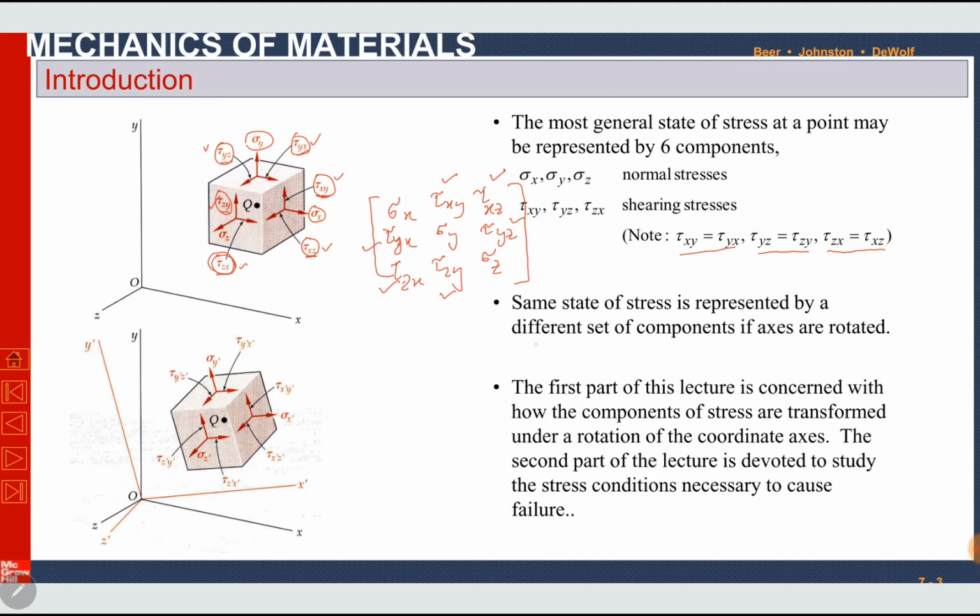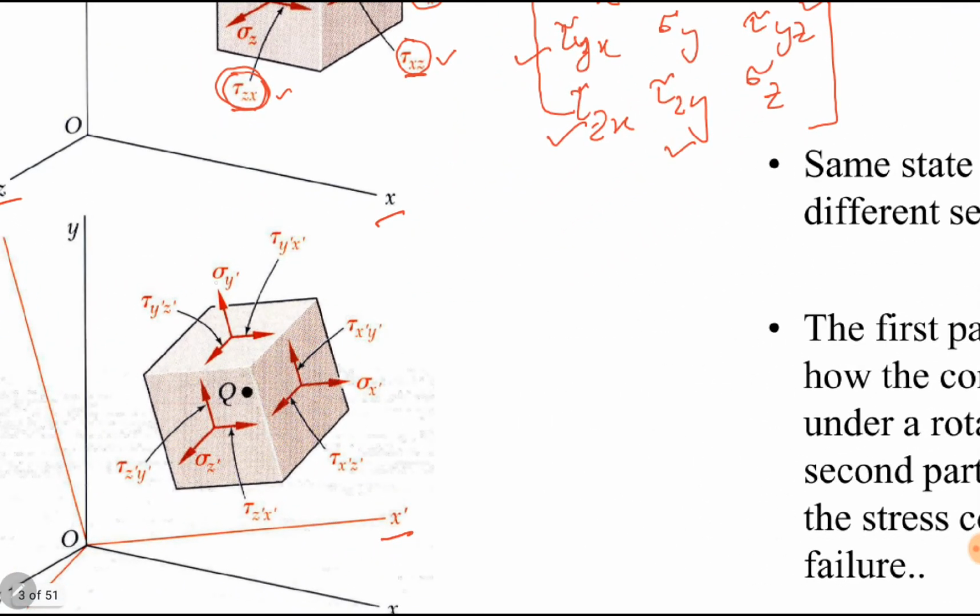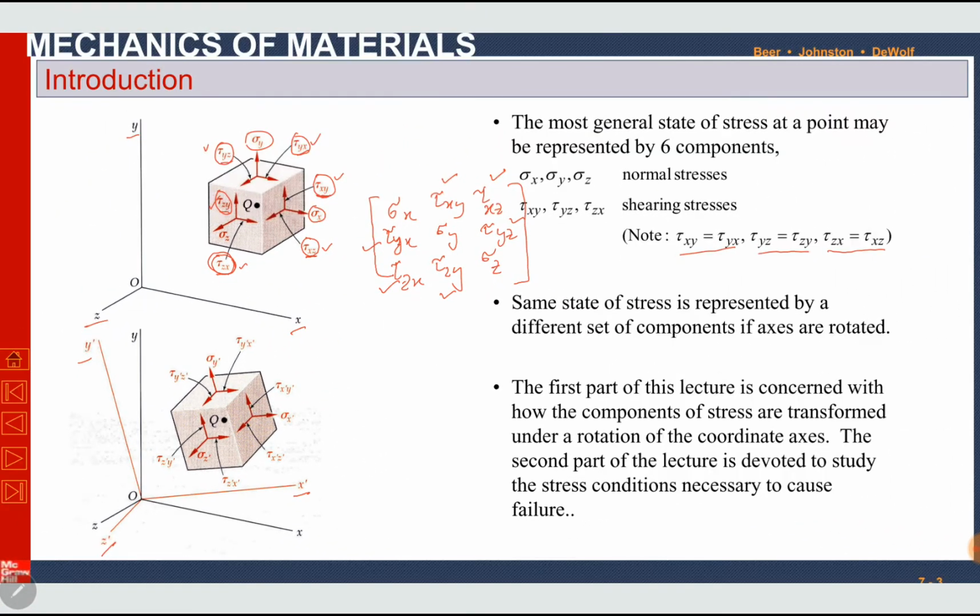The same state of stress is represented by a different set of components if the axes are rotated. So if the x, y, z axes are rotated to x dash, y dash and z dash directions, this stress element is rotated, and we have another set of components of stresses: sigma x dash, sigma y dash, sigma z dash, tau x dash y dash, tau y dash z dash, and tau x dash z dash. Again, a similar stress tensor is obtained with 9 components. Among those, there are 6 shear components, and every two corresponding shear components are the same, so we have only 6 stress components. If we find these 6 stress components, 3 normal and 3 shear, we can find the whole stress tensor.